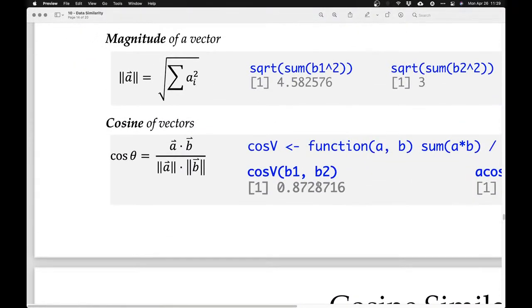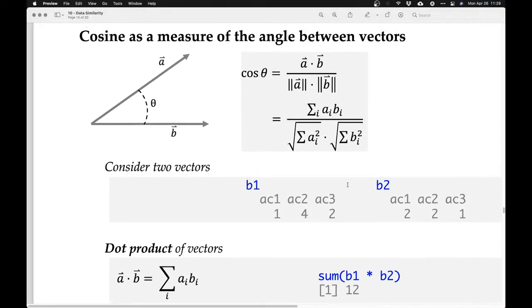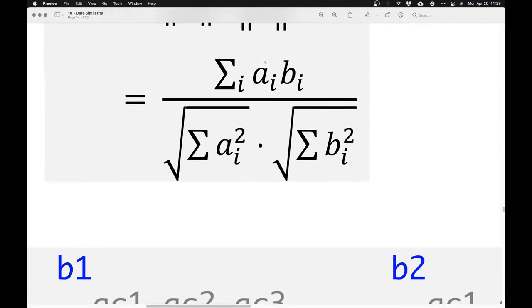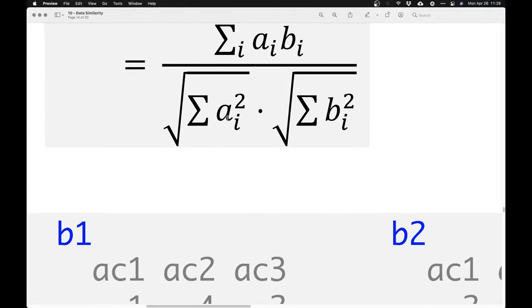Recap, cosine's formula is right here. It's vector A times vector B, summed. That's the dot product. The denominators are the two magnitudes, which is vector A squared, summed, and square rooted. Vector B, the same thing.